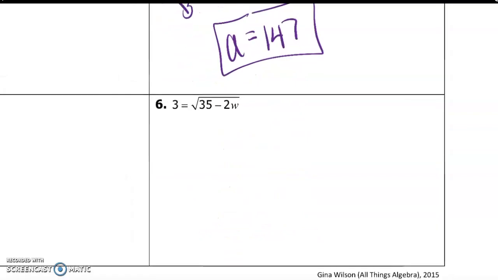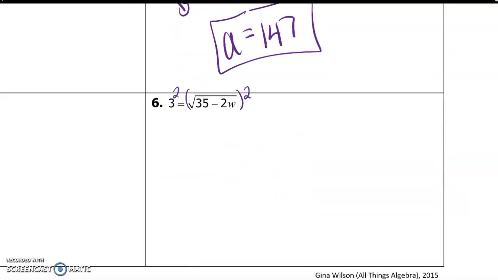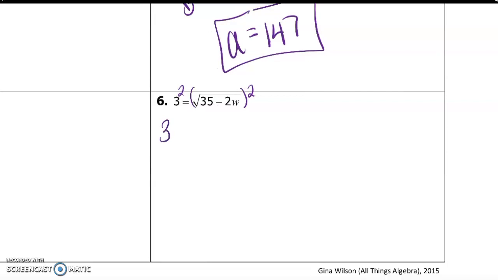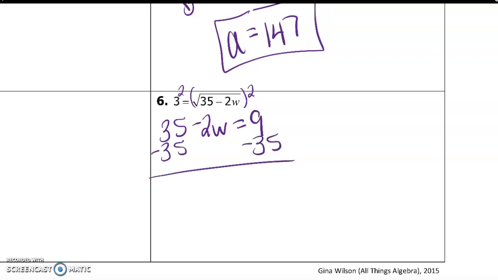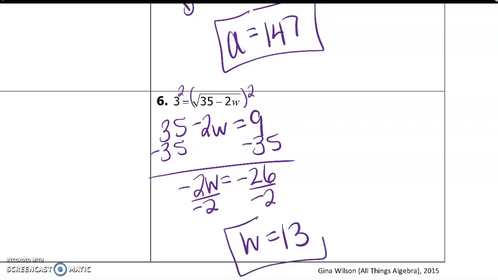Number 6, still all by itself, so we're going to square this side and square this side. I'm also going to flip them around, so that way my variable's on the left-hand side. So 35 minus 2w is equal to 9. So you can flip things side to side, just don't change the order of the 35 minus 2w. Then I would subtract 35 from both sides. -2w is equal to -26. Sorry, I wrote 24 instead of 2w. There we go. Divide both sides by -2, and w equals 13.